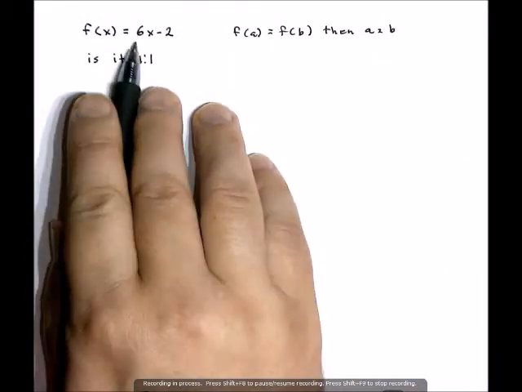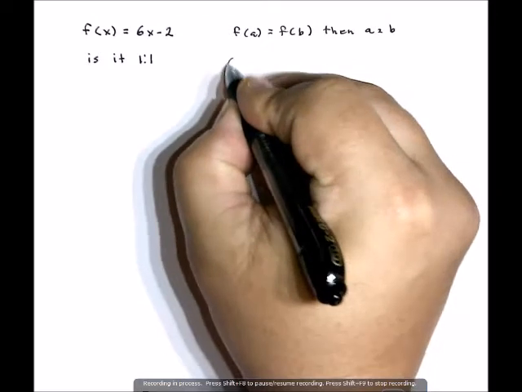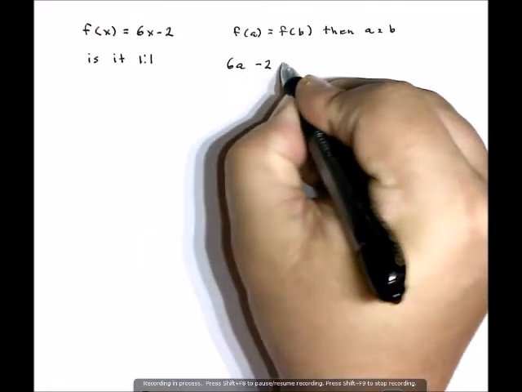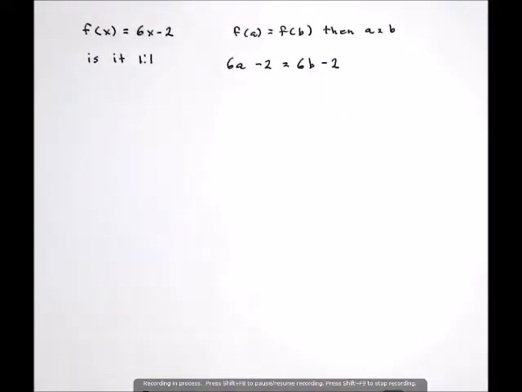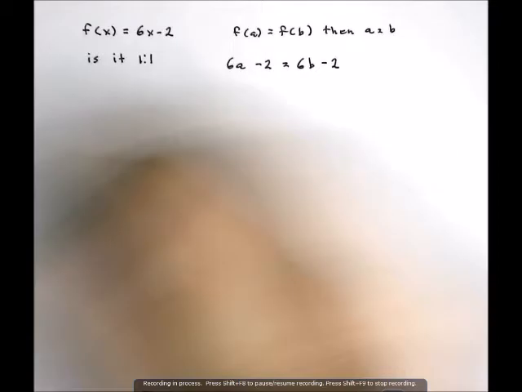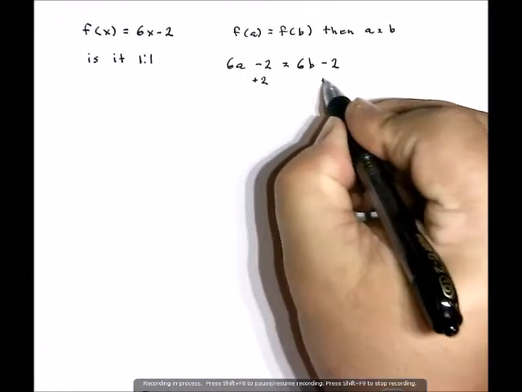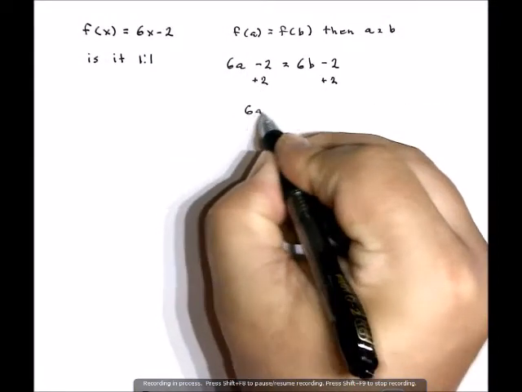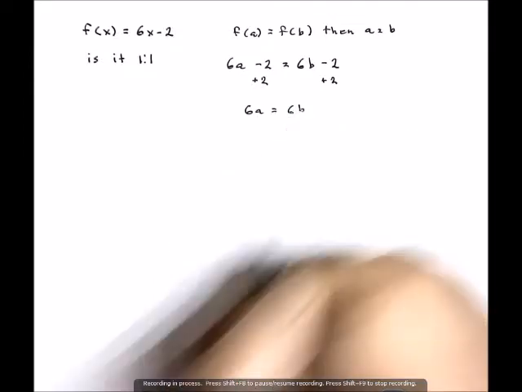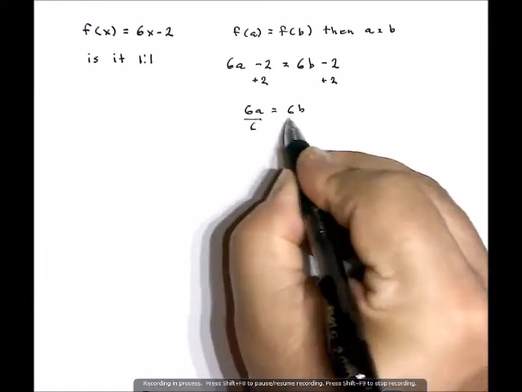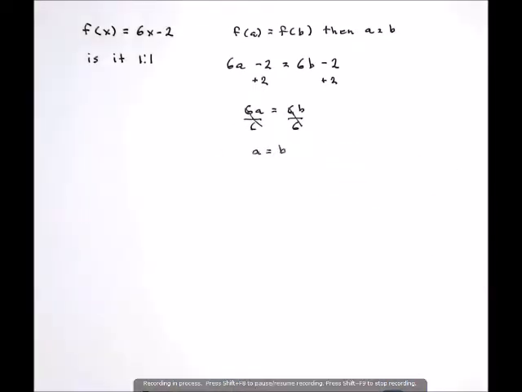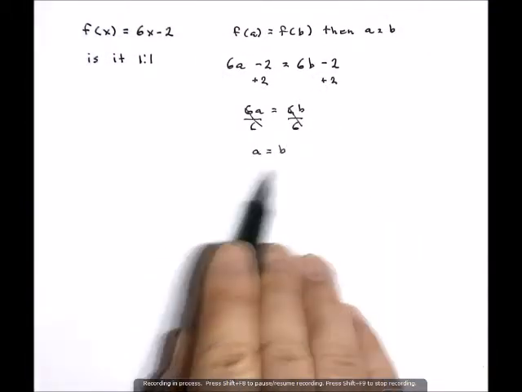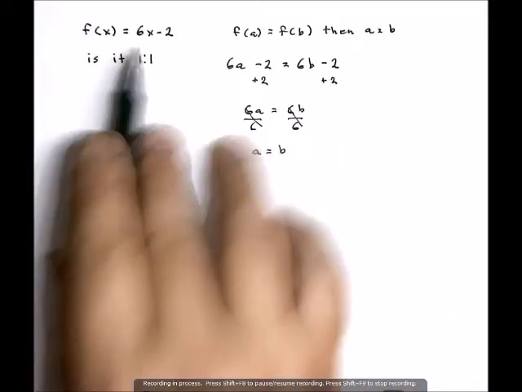So let's replace this x with an a in one of them. And let's replace it with a b in the other one. And our job is to prove that a equals b. So let's add 2 to each side. And let's divide each side by 6 now. And we've proven that if f of a equals f of b, then a equals b. So it is 1 to 1 and it has an inverse.